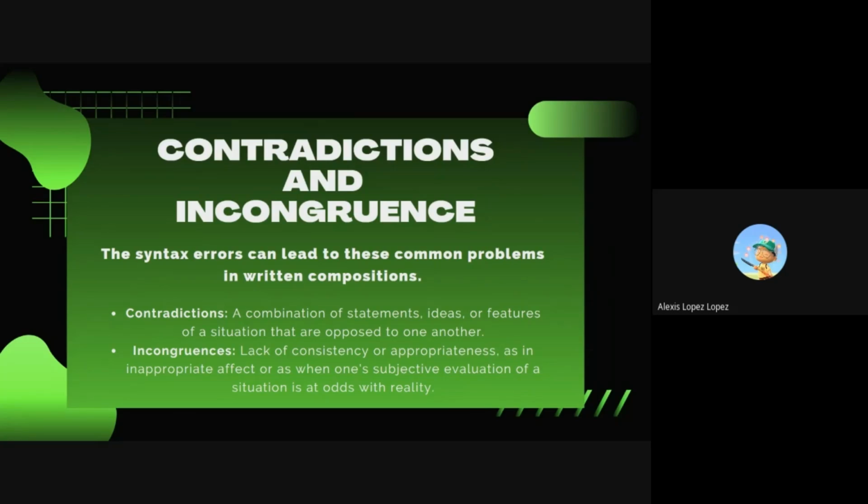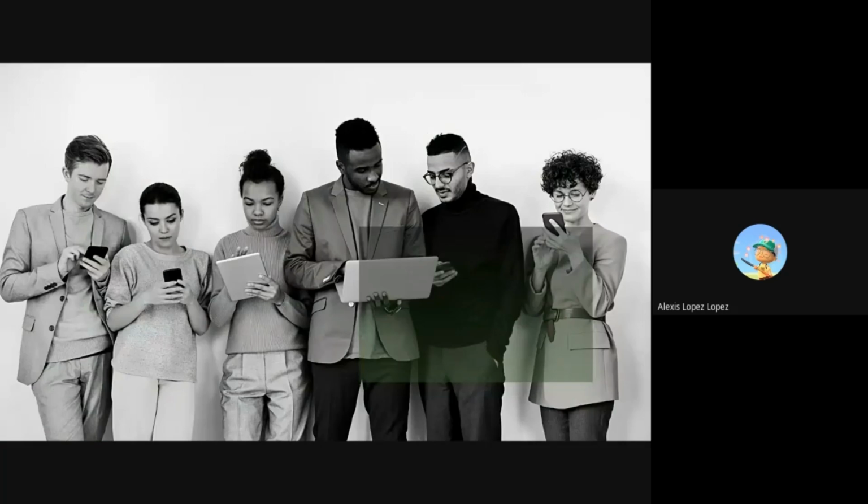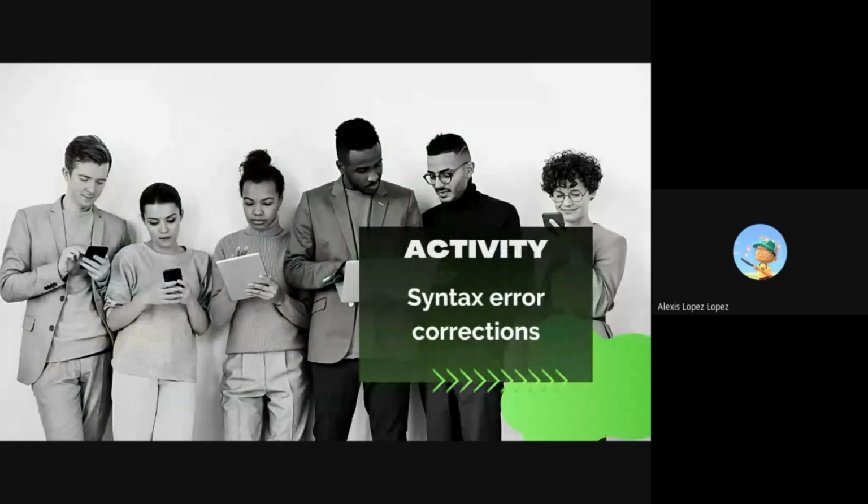And about incongruences: it is a lack of consistency and appropriateness, or when one's subjective evaluation of a situation is at odds with reality. The thing that you tried to say didn't make sense because you didn't use the right words or you worded your sentence incorrectly. To make this more clear, I have an activity for you guys.